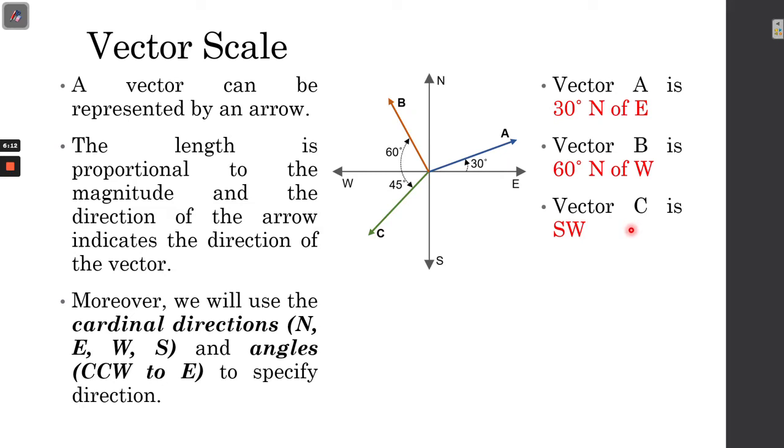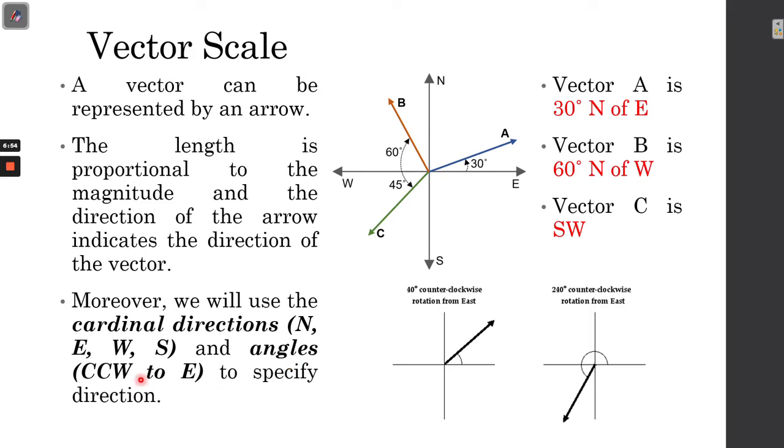So vector C is southwest. We use southwest, northeast, southeast, or northwest if it is a 45-degree angle. So as you can see, the west-south line is 90 degrees. This is the west and south line, they're 90 degrees. And in the middle, half of 90 degrees is 45 degrees. So instead of writing 45 degrees southwest, we just write southwest. So if you see just southwest, northeast, northwest, that's automatically 45 degrees.